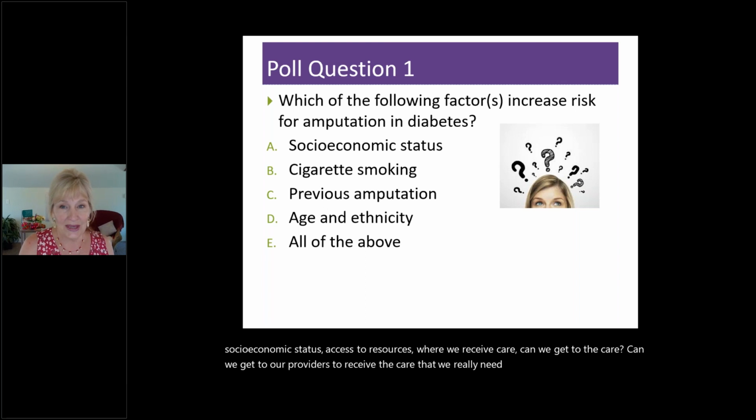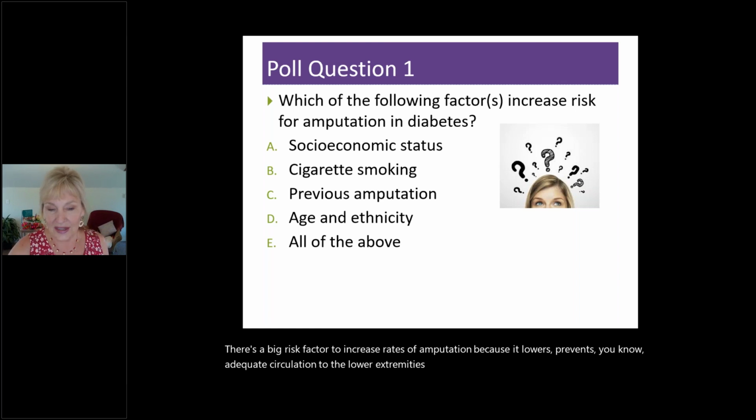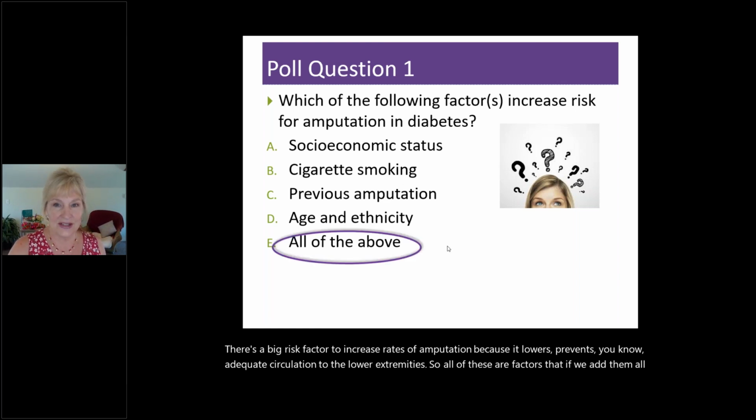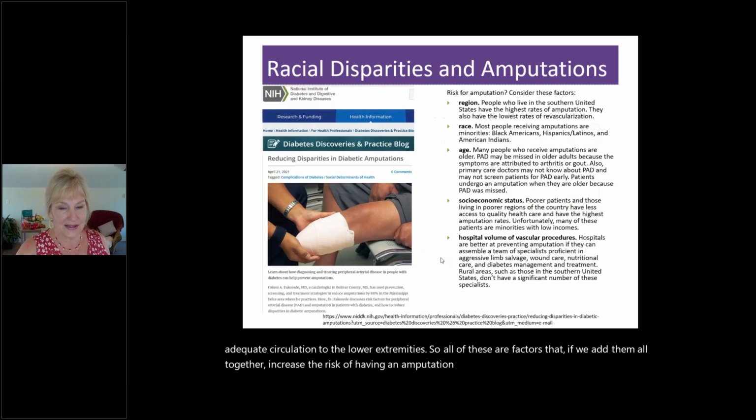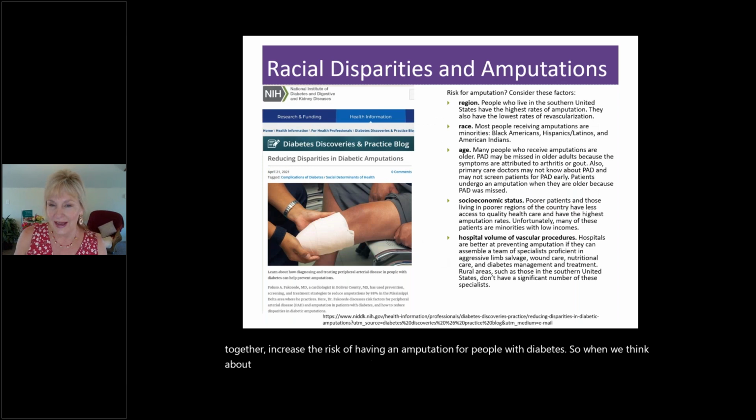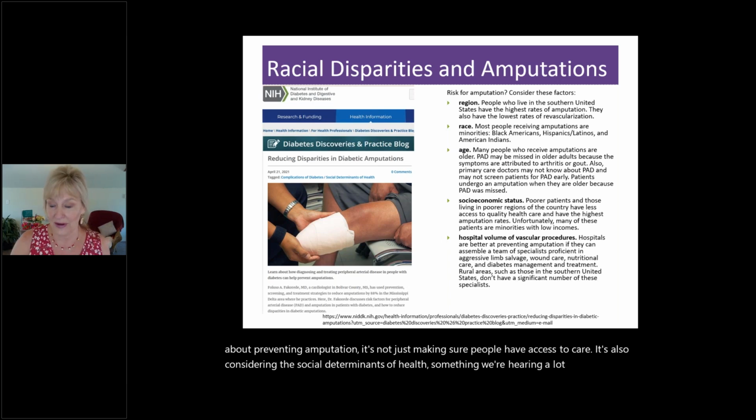Cigarette smoking is a big risk factor to increase rates of amputation because it prevents, you know, adequate circulation to the lower extremities. So all of these are factors that, if we add them all together, increase the risk of having an amputation for people with diabetes. So when we think about preventing amputation, it's not just making sure people have access to care, it's also considering the social determinants of health, something we're hearing a lot more about lately.